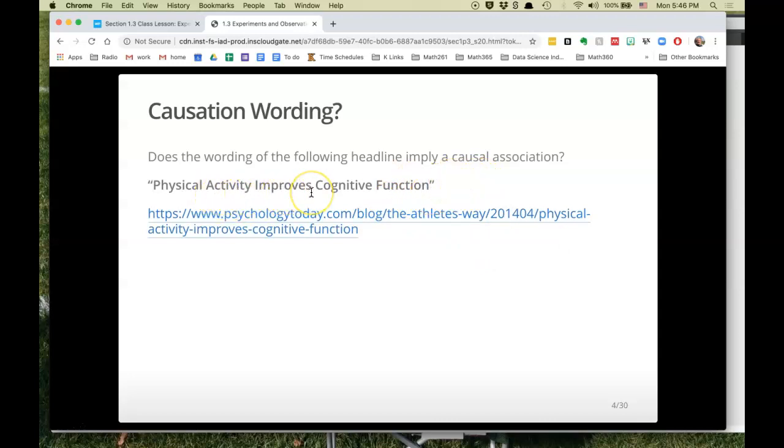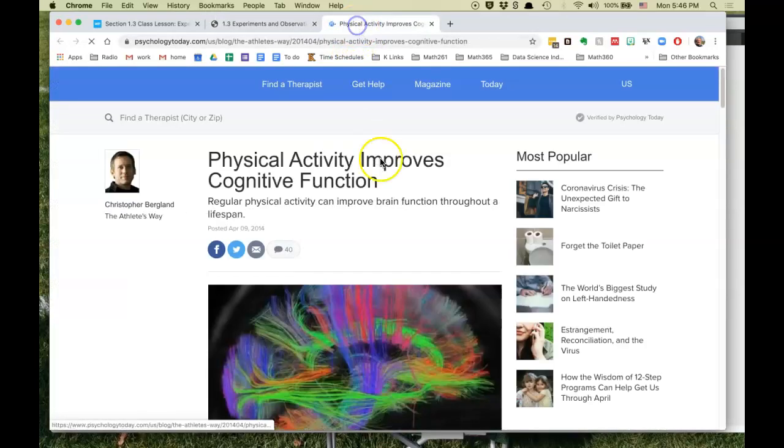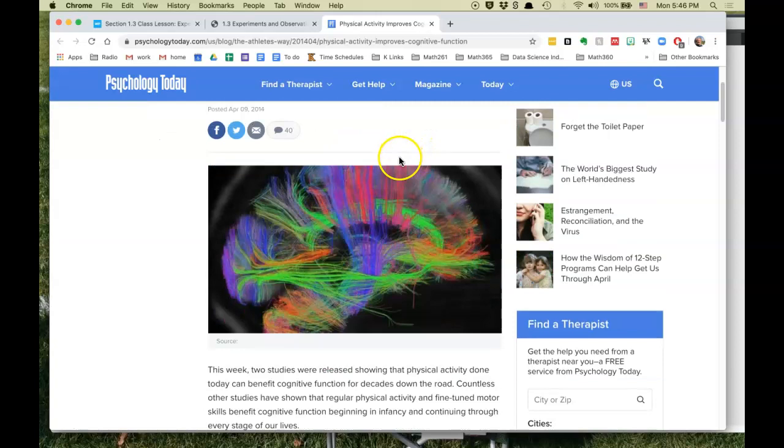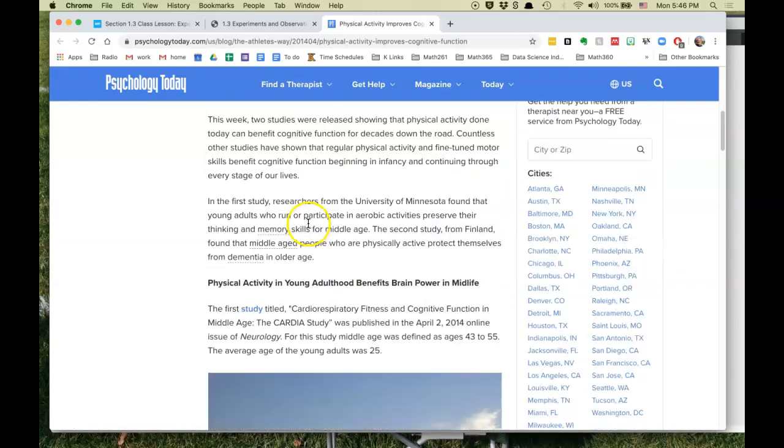Physical activity improves cognitive function. And then you can take a look and see what you think. You might pause and consider whether that headline or that statement suggests a cause and effect relationship. And you can take a look at this study. It says regular physical activity can improve brain function throughout a lifespan. So surely they did an experiment.